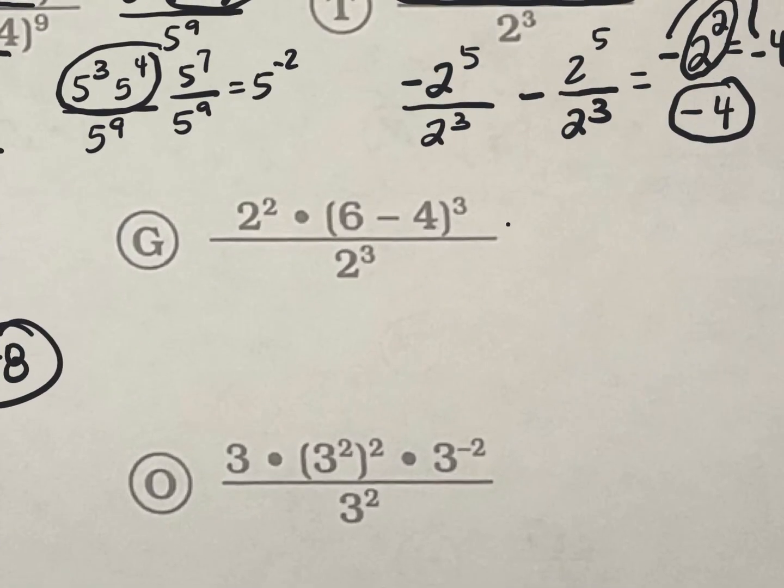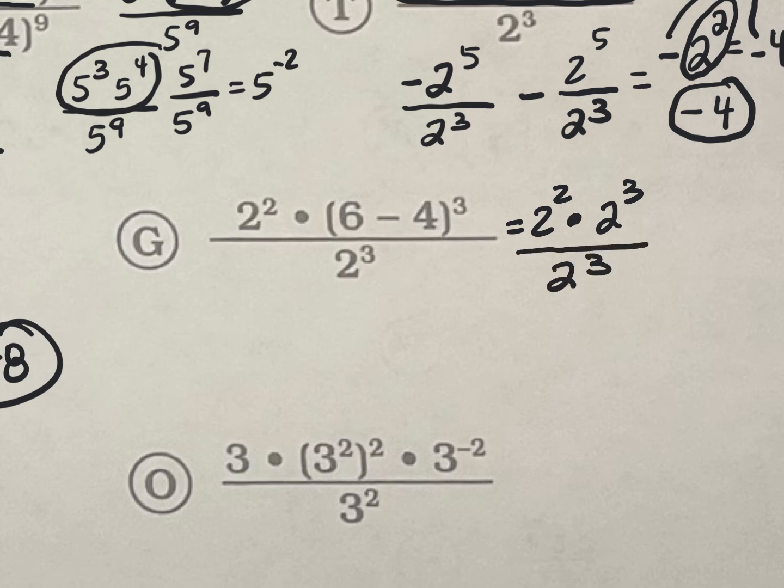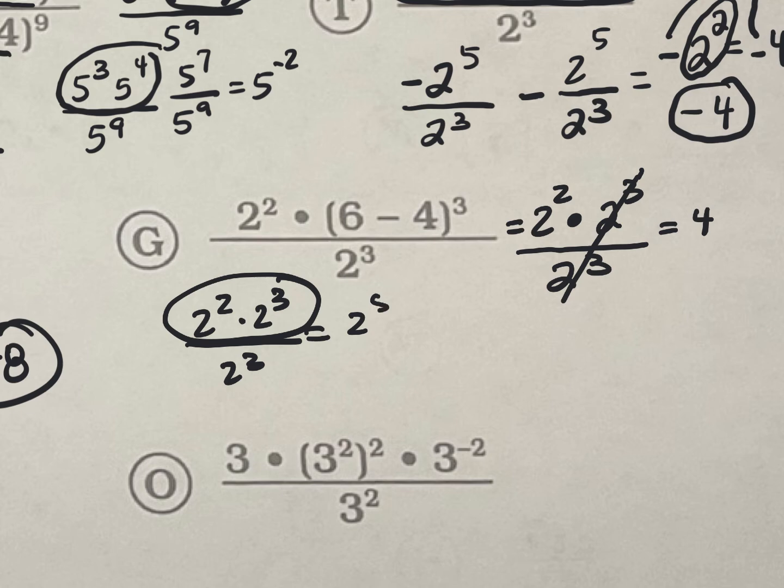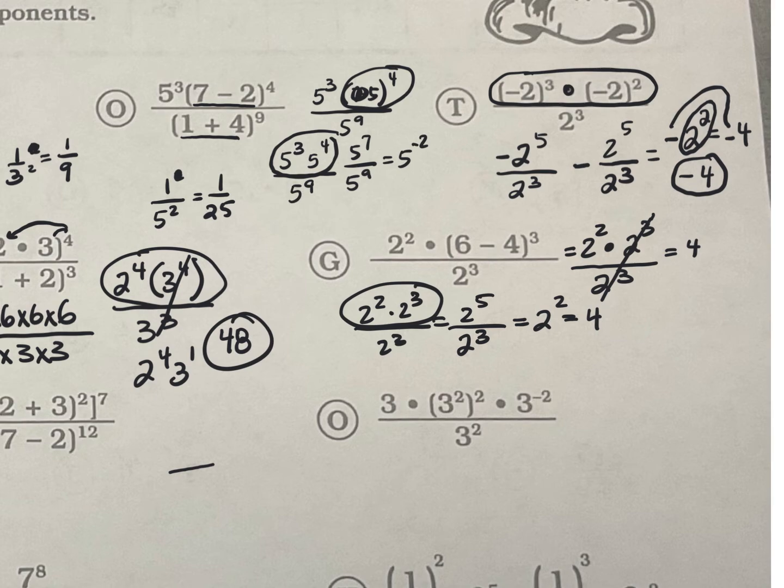Okay, this one, 2 to the 2nd power times, we do parentheses first, so 6 minus 4 is 2 to the 3rd power, divided by 2 to the 3rd power. Technically, because this is multiplication, the 2 to the 3rd cancels out 2 to the 3rd, and this would just be 2 to the 2nd power, or 4. We could have also done it a little bit longer: 2 to the 2nd times 2 to the 3rd divided by 2 to the 3rd. These multiply, so we add them, 2 to the 5th, divided by 2 to the 3rd, so it's division, so we subtract them, equals 2 to the 2nd equals 4, because 2 times 2 is 4.